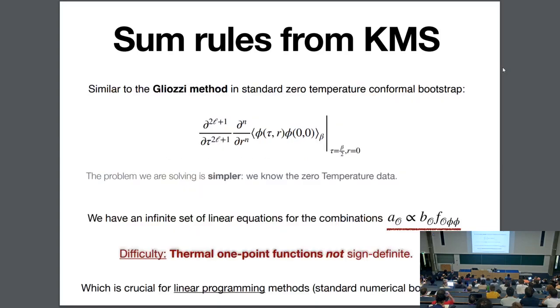So we have, again, as I said, a linear set of equations for these combinations. There is one difficulty as opposed to the normal zero temperature bootstrap, which is that the 1-point functions here don't have to be positive, so we cannot just happily use linear programming.